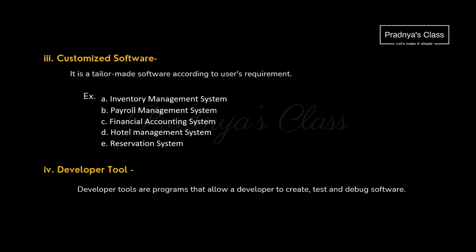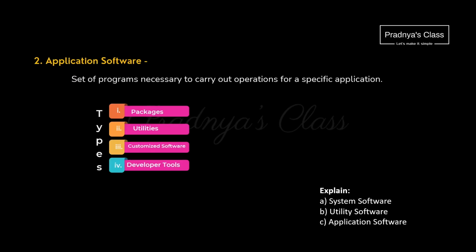The third category is customized software. These are the software which are specially made, customized according to the user's requirement. And what are developer tools? They are used for creating, testing and debugging software. So hope you understood all four types of application software. So in case you get this question in the exam, I hope you will be able to write it.